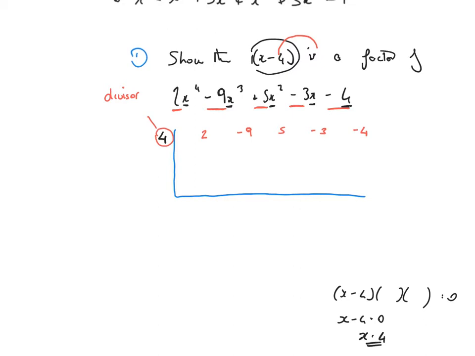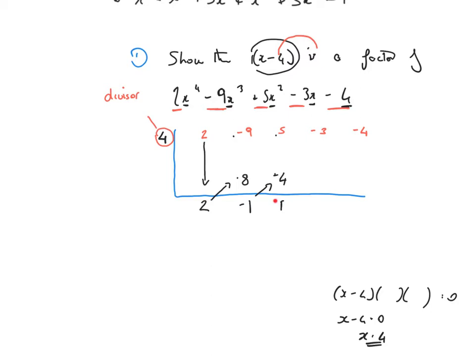Next move is that 2 that you started with, you drop it down there. You just follow this pattern. You then get the 2 and you multiply it by the number up at the side, which is 4. 2 times 4 is 8, and you put that 8 up there. You then add these together. 8 minus 9 is minus 1. You then multiply that minus 1 again by the 4, and that will give me minus 4, and you put that up there. You add these together again. Minus 4 plus 5 is 1.